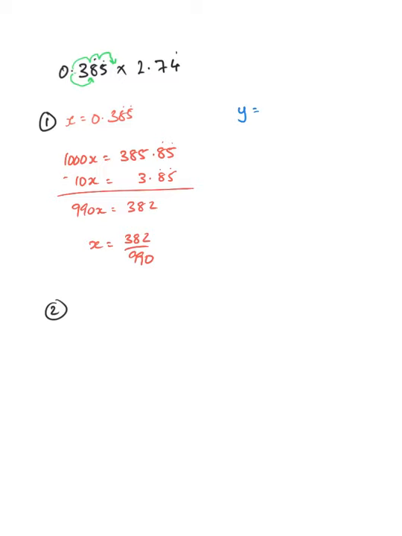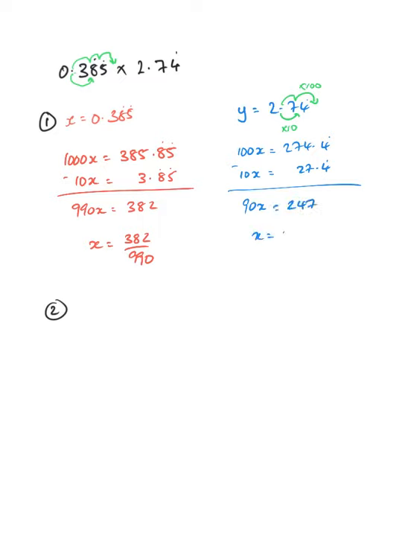Now I'll use a different letter because I'm doing a different number, but in lots of ways that doesn't really matter too much. You could use x again. Now I want the 4 on both the left and the right hand side. The 4 is the only recurring thing, so I'll times by 10 and I'll times by 100. So I'll get 100x is 274.4 recurring, and 10x is 27.4 recurring, and again I'll do a subtraction there, so I get 90x is 247, so x is 247 over 90.